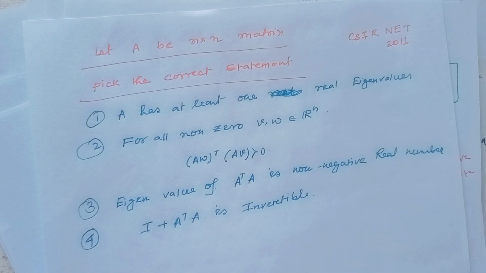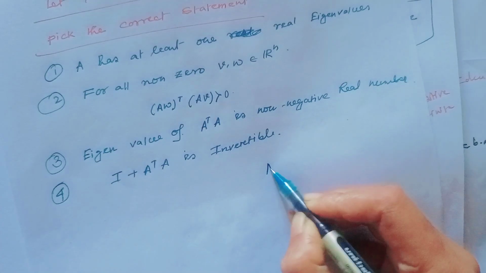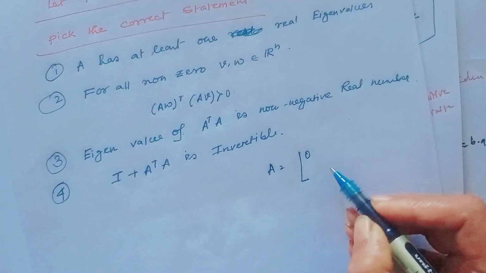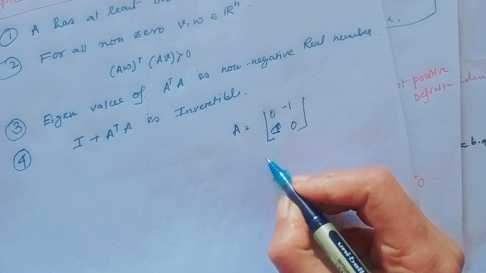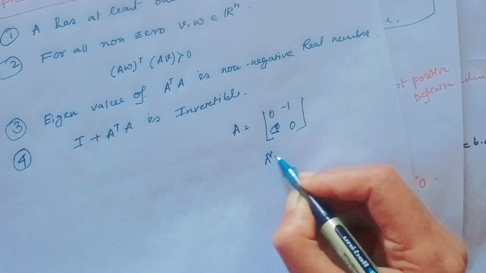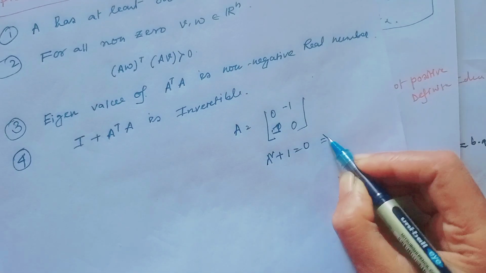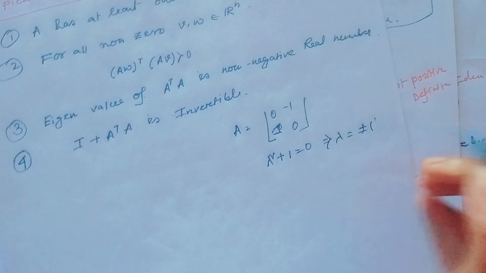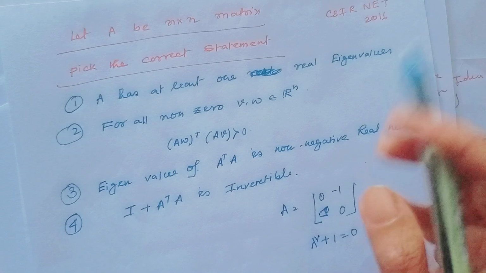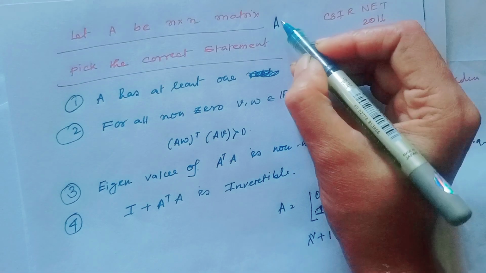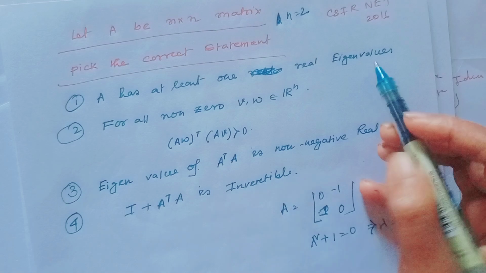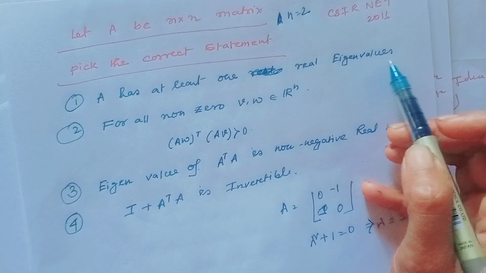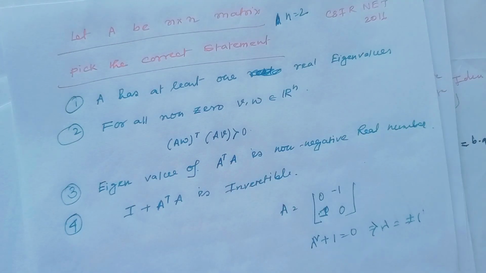For this, consider A equal to 0, 0, minus 1, 0. Here the characteristic polynomial would be lambda square plus 1 equal to 0, whose eigenvalues are plus minus i. So if we consider n equal to 2, then A does not have a real eigenvalue. So it is not always true that A has at least one real eigenvalue.